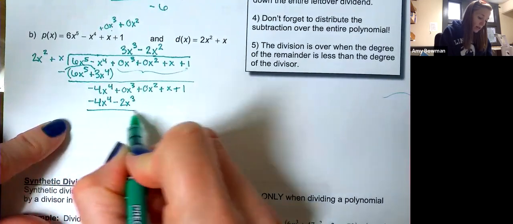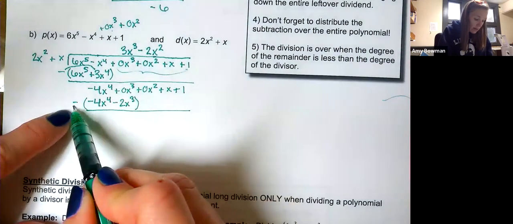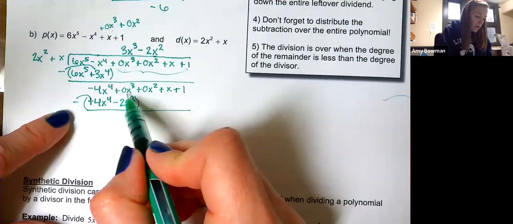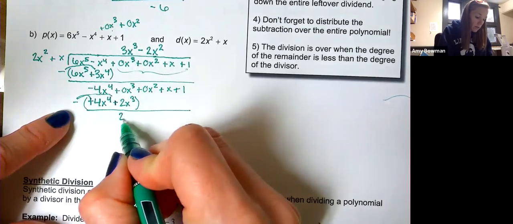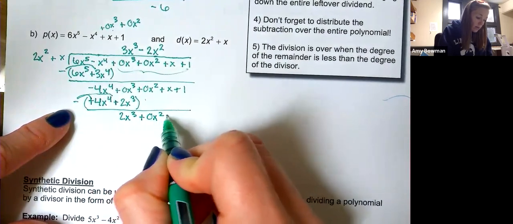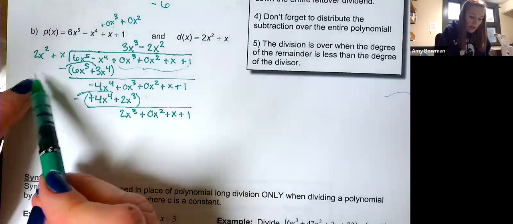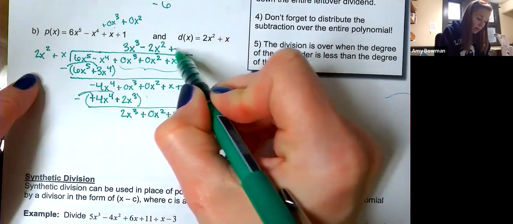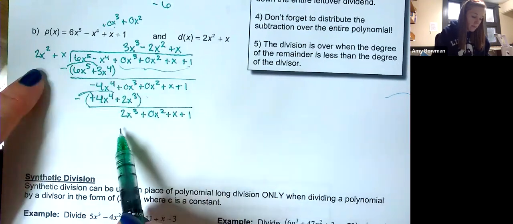And then we're going to subtract that away and see what's remaining of our dividend. So negative 4x to the 4th minus negative 4x to the 4th, those terms are gone. 0x cubed minus negative 2x cubed, so I'm really adding it. That ends up being 2x cubed, and then bring down the rest of this polynomial, 0x squared plus x plus 1. And then we continue the process. Repeat. 2x squared times what is 2x cubed? Well, that's just going to be x. Take that x, multiply it by our whole divisor, and then we'll subtract it out.